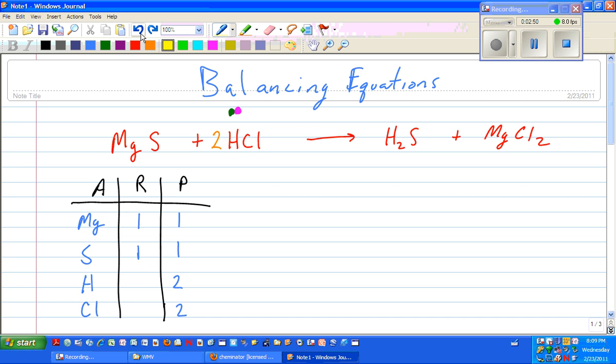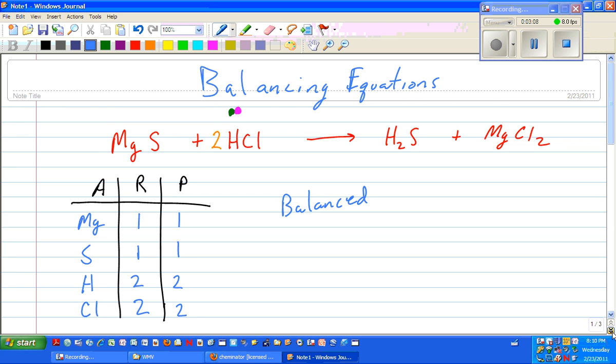Let me get rid of those. I don't need them. They were just illustration. So it's 2 times 1 gives me 2. 2 times 1 gives me 2. And this one balanced pretty quick. This guy is now balanced.